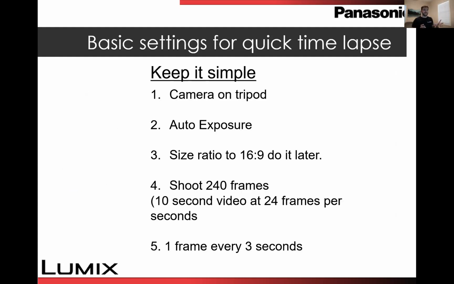So now that we've covered all of that, let's recap that first part, keeping it simple. You have all of that information about what to look for and how to set your camera up. This is why it becomes so important, for that first one you create, to keep it simple. Auto exposure, keep it on a tripod. You can either set your aspect ratio to 16:9 or do it later if you're more comfortable there, and do something simple like a 10-second time-lapse video shooting 240 frames at a 3-second interval.